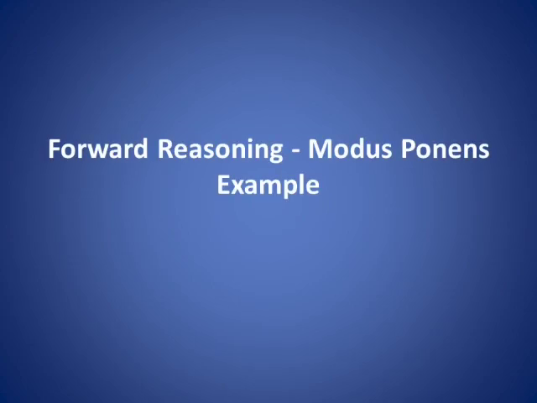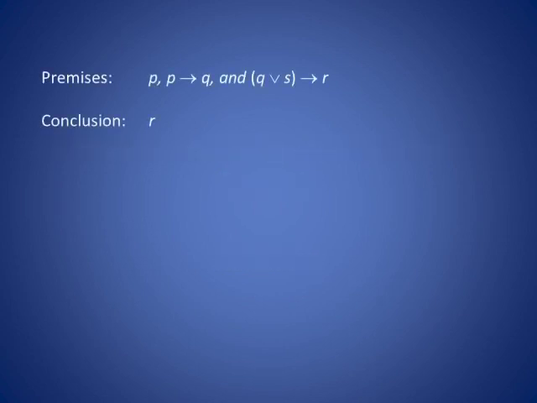This example of presenting a proof uses forward reasoning, especially the rule Modus Ponens. We have given the name "relaxing" to this example, although that will not be explained until the proof has been presented. The proof will be using simply the symbols P, Q, S, and R.